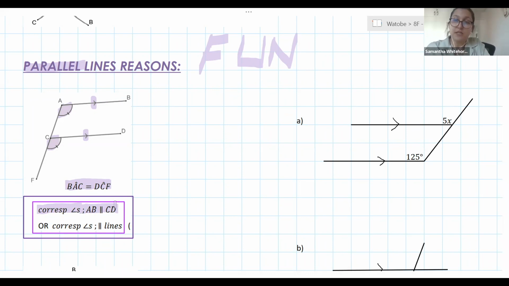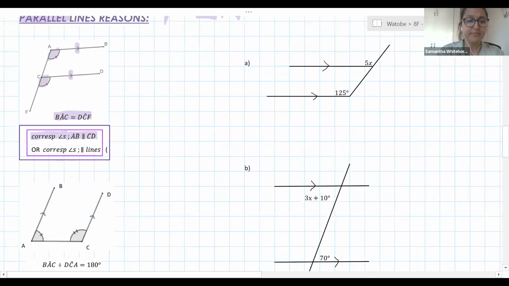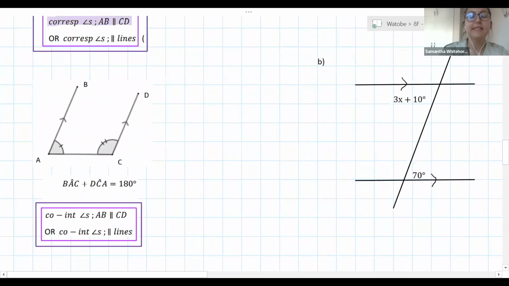Okay, so that's the F shape, that's corresponding angles. They are equal to each other. We then have the U shape, which are our co-interior angles, sorry. And this is a little bit different in that the co-interior angles are not equal to each other, but rather they add up to 180 degrees. So when I add the two angles at sort of like the bottom of my U shape, they will give me 180 degrees. These are co-interior angles. And again, I have to state which lines are parallel when I give my reason.